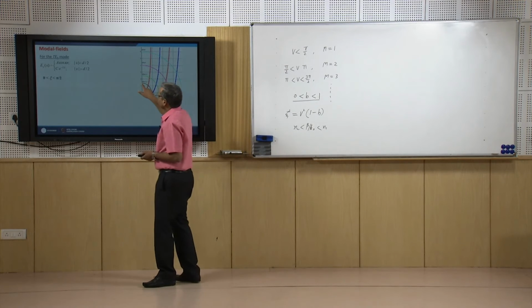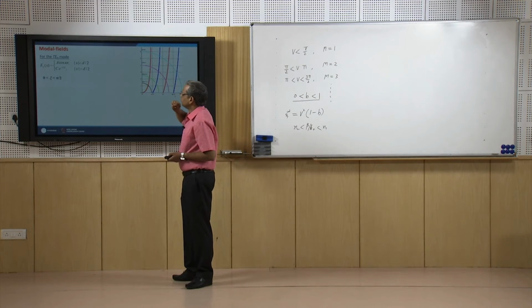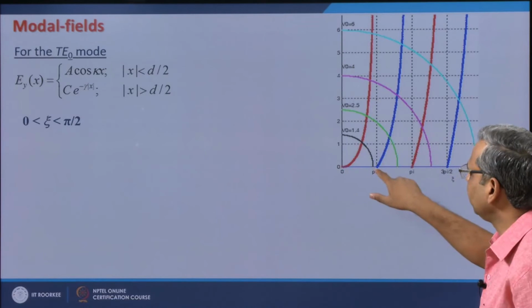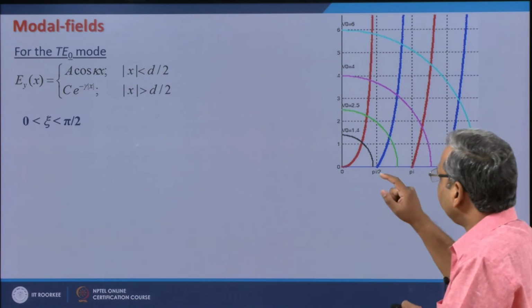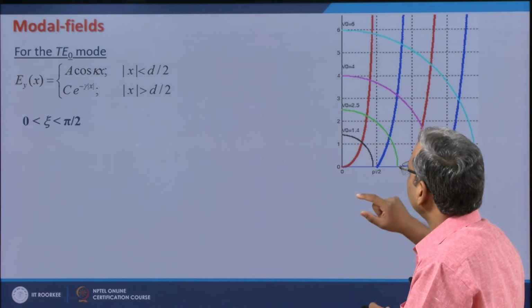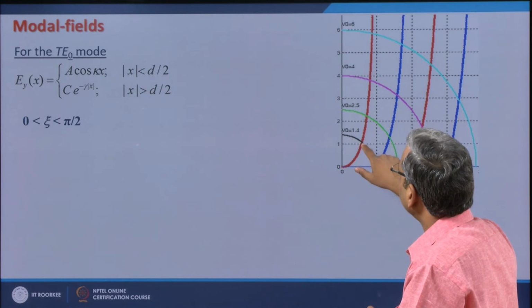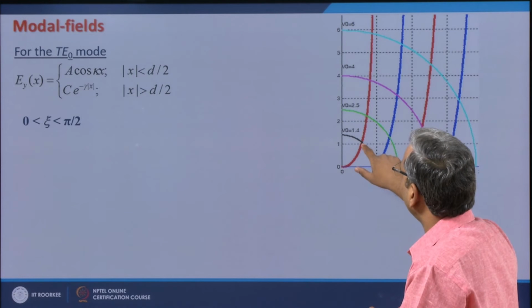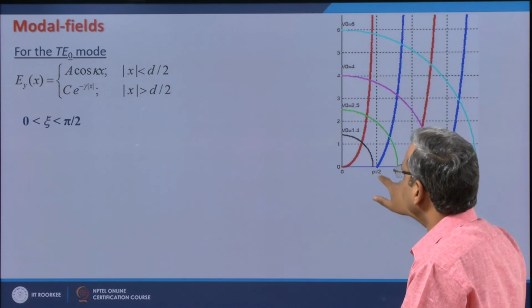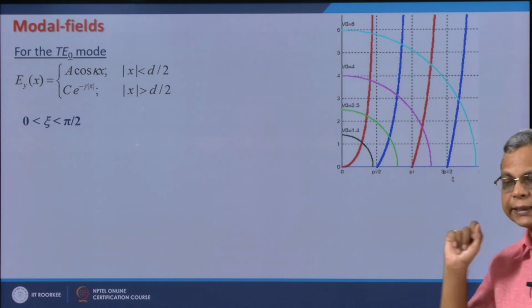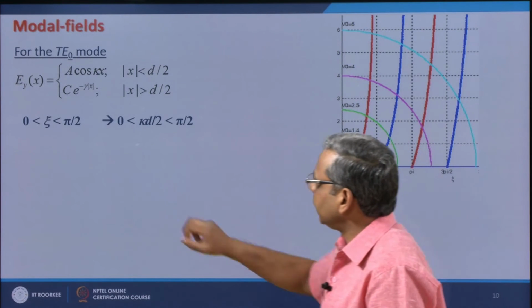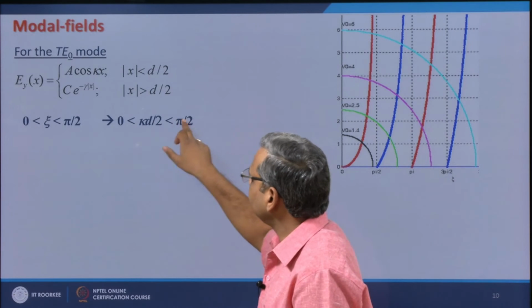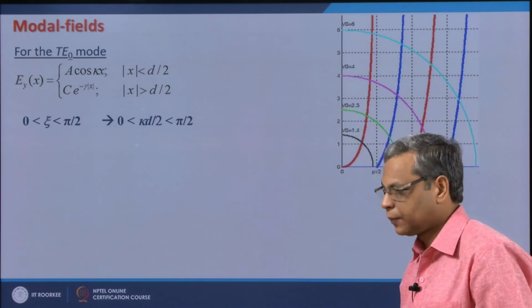I know for the TE0 mode xi would lie between 0 and pi by 2, because V would lie between 0 and pi by 2. So, the value of xi for the point of intersection will always lie between 0 and pi by 2, it will not exceed pi by 2. What is xi? Xi is kappa d by 2. So, kappa d by 2 will lie between 0 and pi by 2.